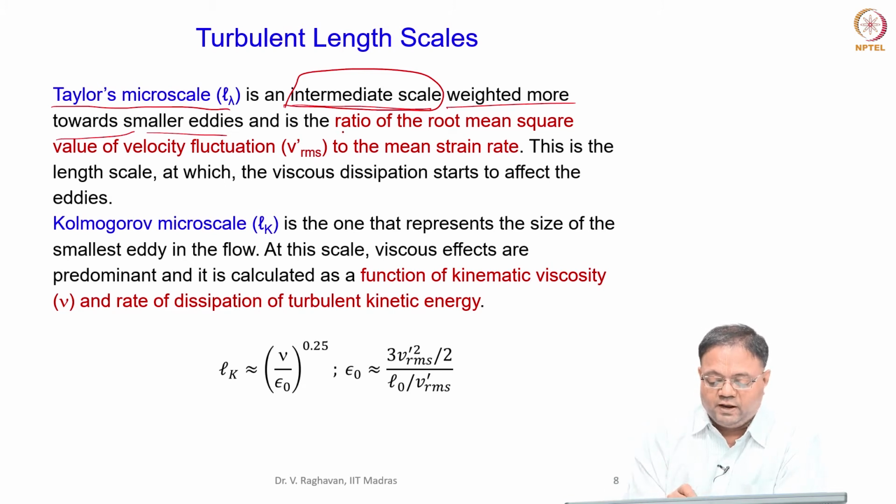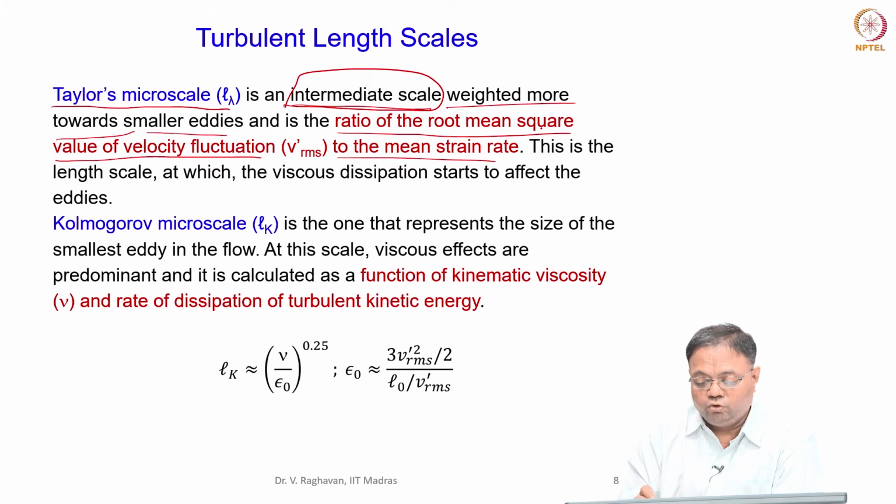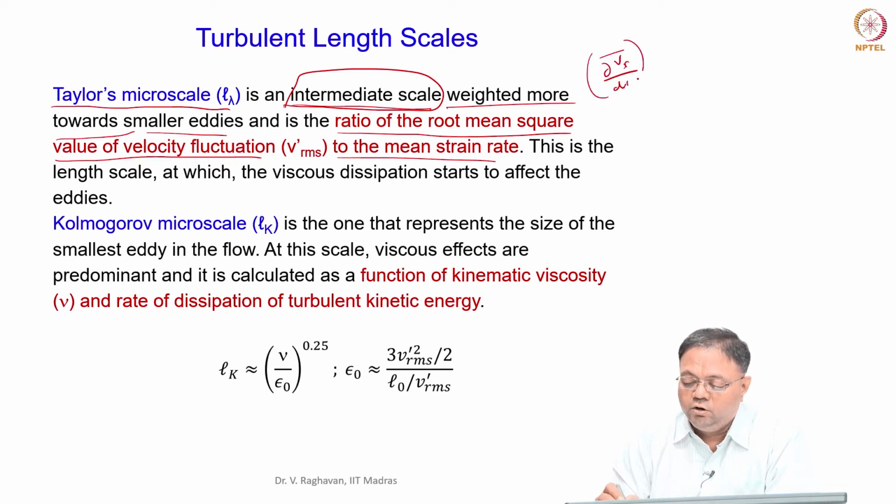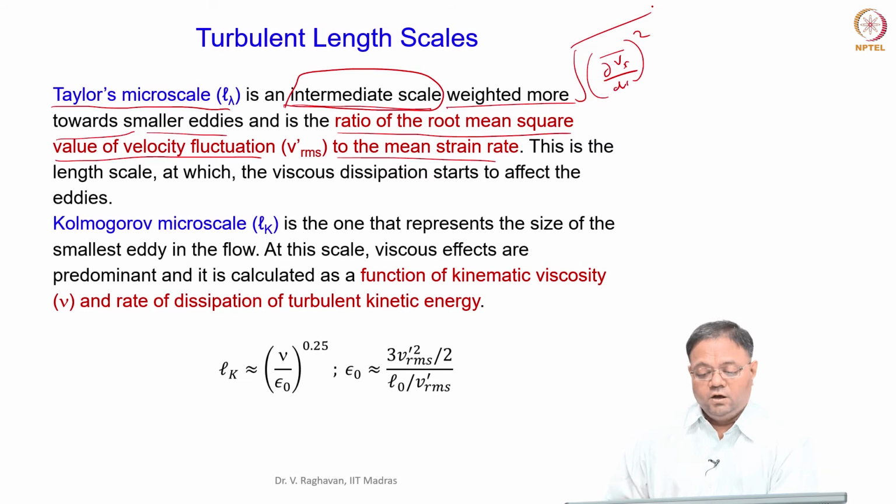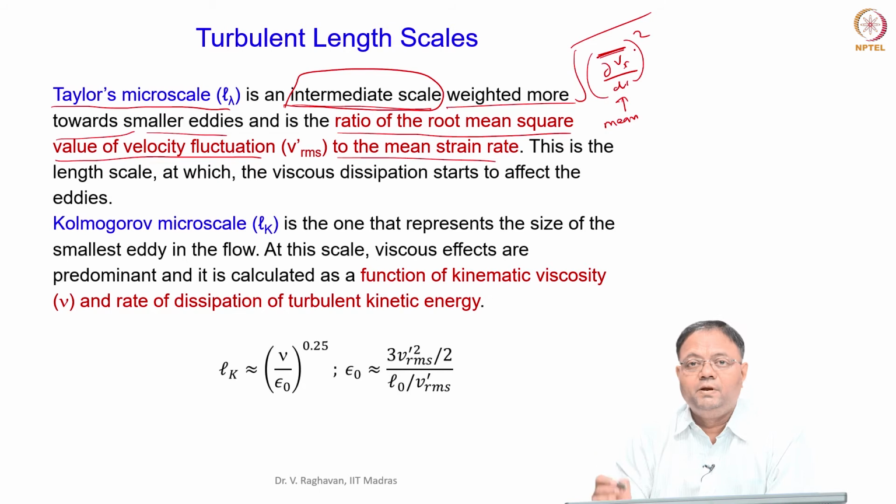It is defined as the ratio of the root mean square value of the velocity fluctuation, v' RMS, to the mean strain rate. The mean strain rate we can say is the square root of the mean of (dVx/dx) squared, something like that. Strain rate is the derivative of velocity, but whenever you take a derivative, normally we take the mean square and then the square root, so that you can take the positive value. This may be called the mean strain rate. Mean means time average.